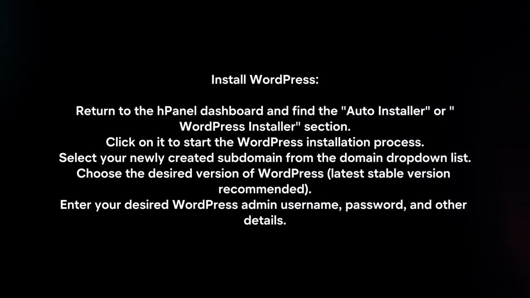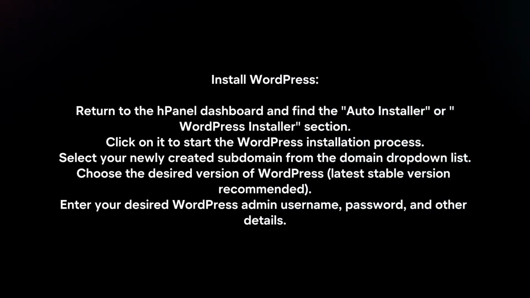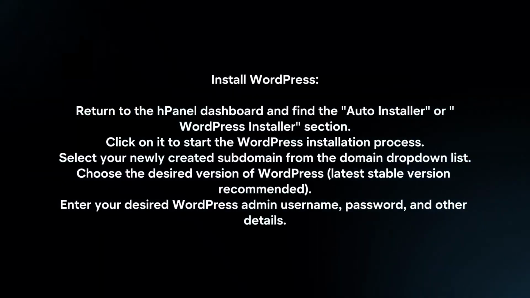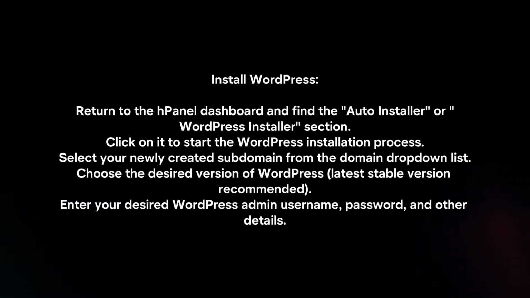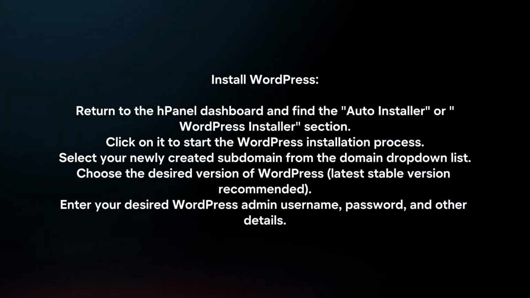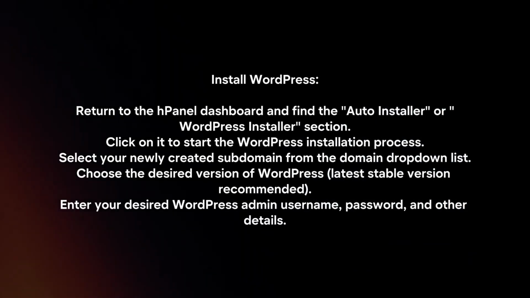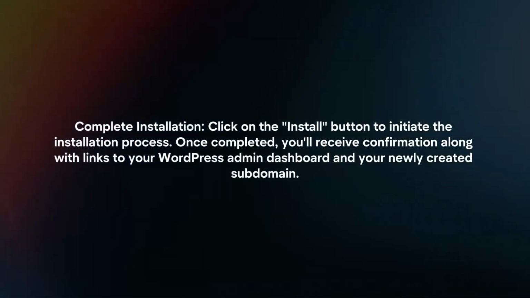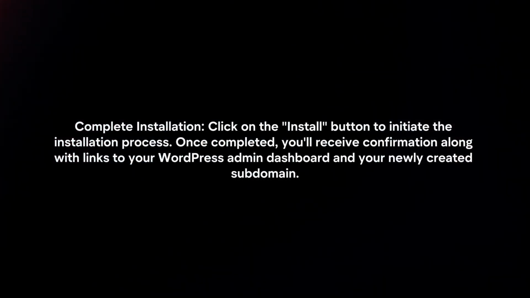Click on it to start the WordPress installation process. Select your newly created subdomain from the domain drop-down list. Choose the desired version of WordPress. Enter your desired WordPress admin username, password, and other details. Complete installation. Click on the Install button to initiate the installation process.